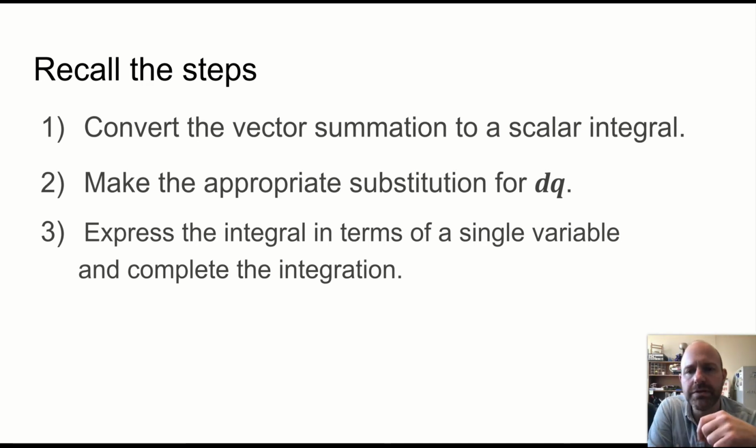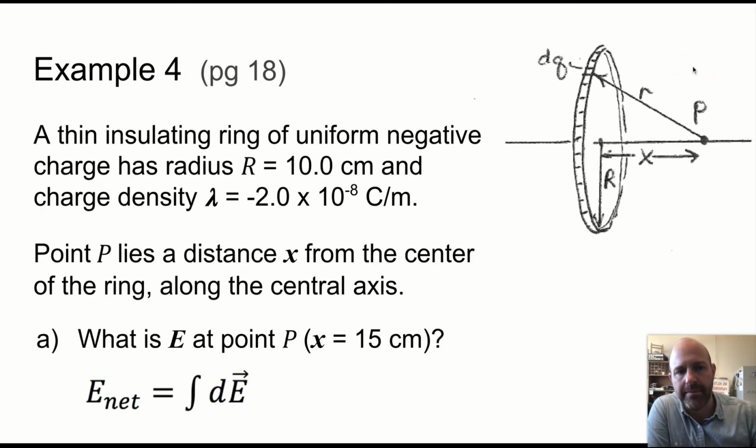The steps we're going to use: we first convert our vector sum of electric fields into a scalar integral. Then we substitute for dq into some sort of a spatial variable. We figure out what the limits of integration need to be, and then we actually do that.